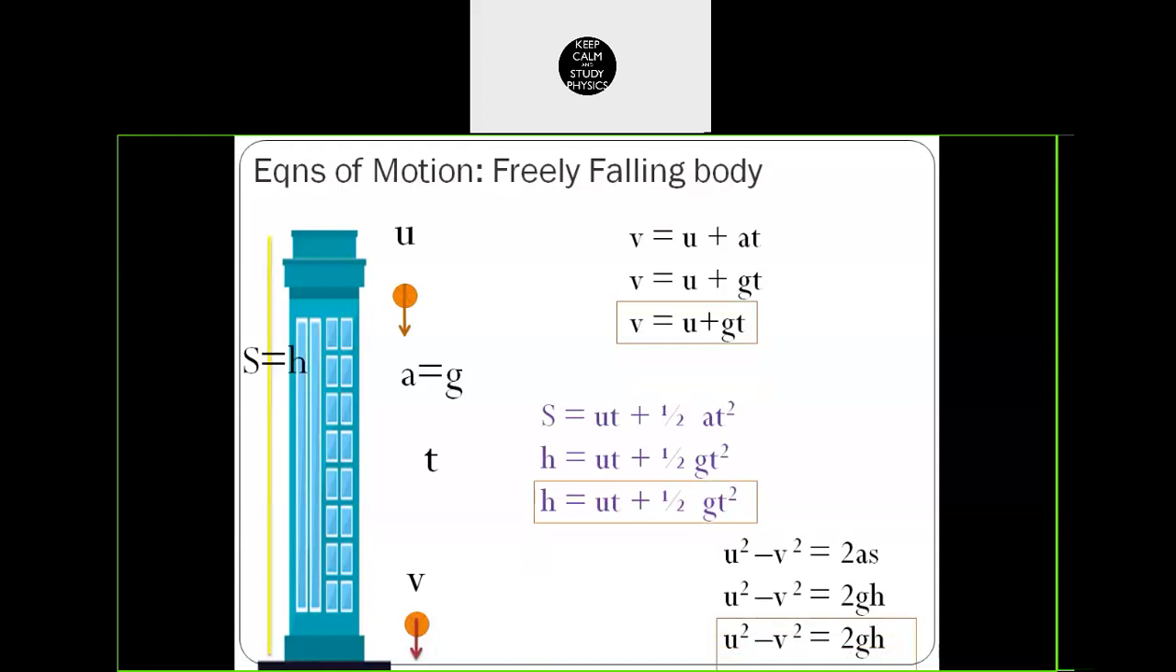Okay, so this is the end of our basics. In the next class we will enter into projectile motion, right? So we stop here now.